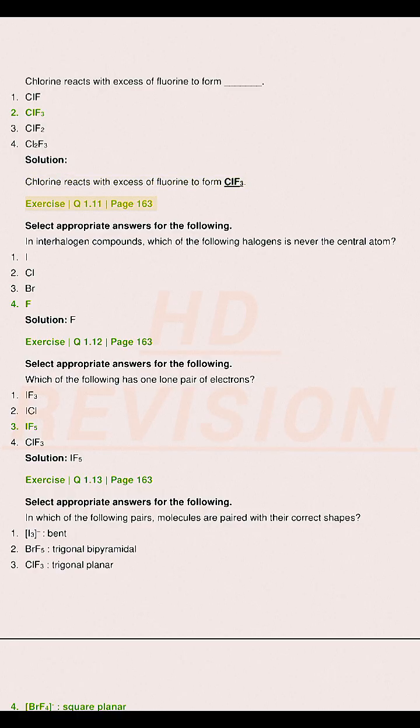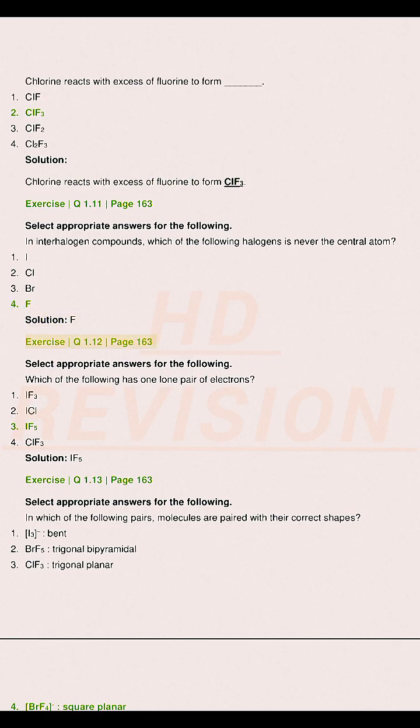Exercise Q1.11, page 163. Select appropriate answers for the following. In interhalogen compounds, which of the following halogens is never the central atom? 1. I. 2. Cl. 3. Br. 4. F. Solution. F.